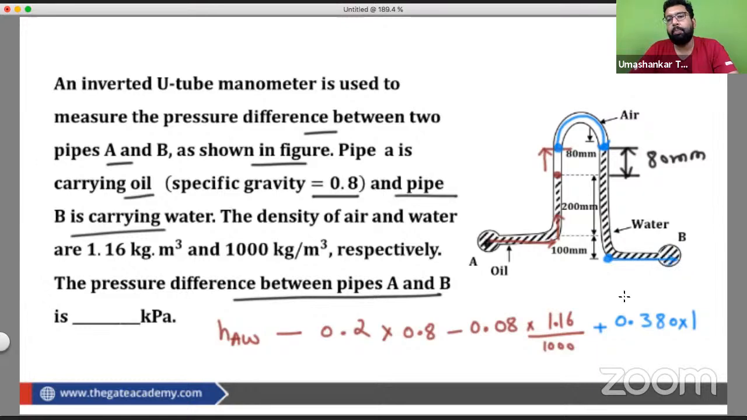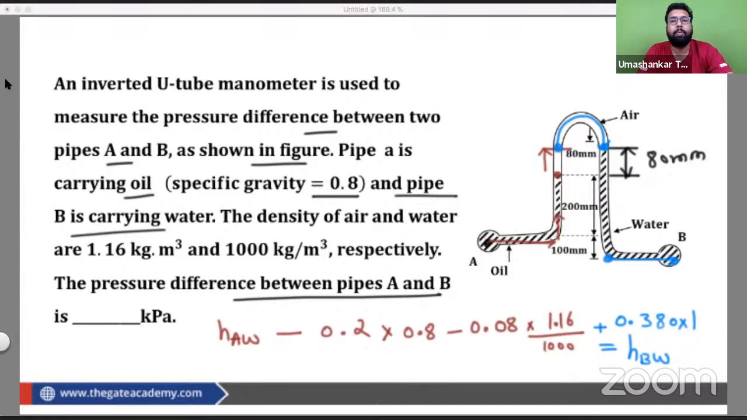Now from here we are moving horizontally, so nothing needs to be written. Now we have reached this point B, so we can equate and we can use HBW. We can use HBW. So from here, what are we getting to find?